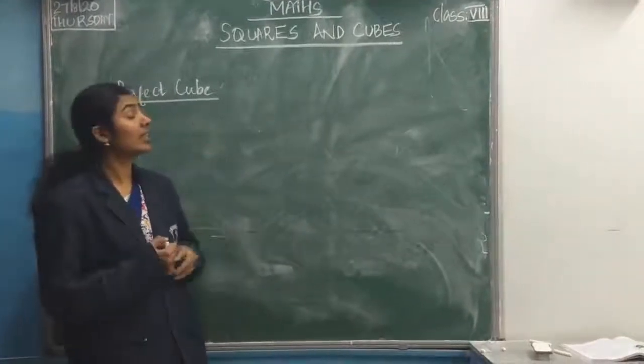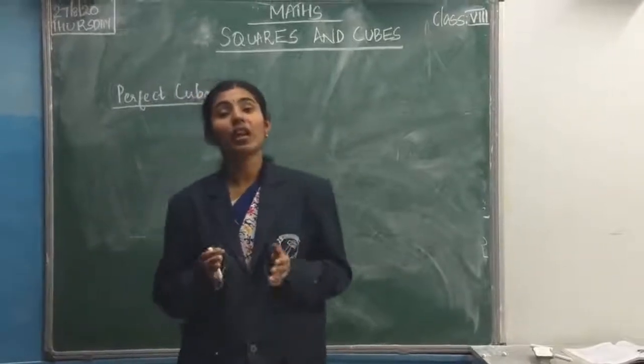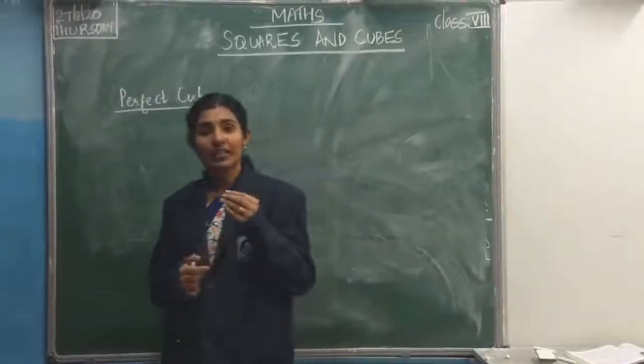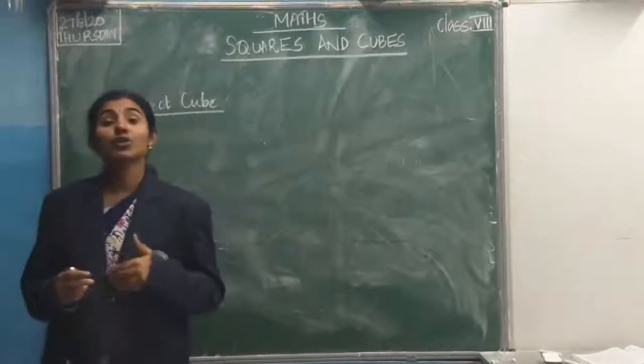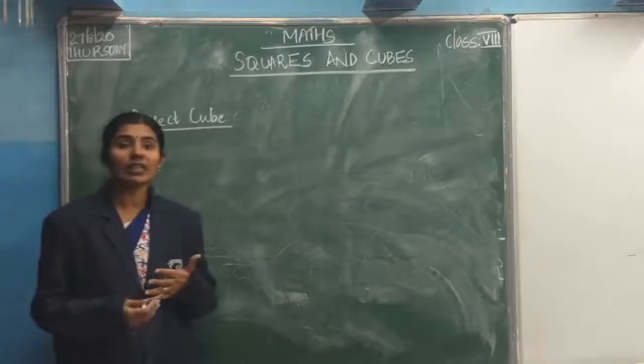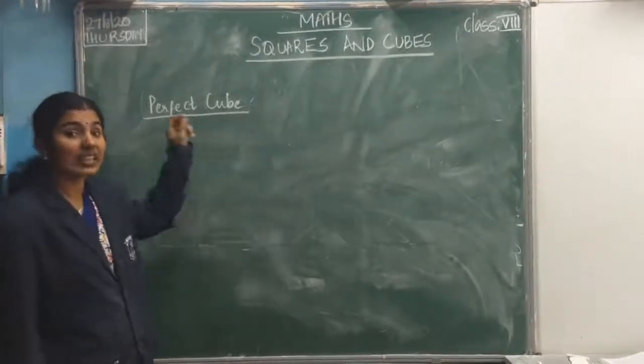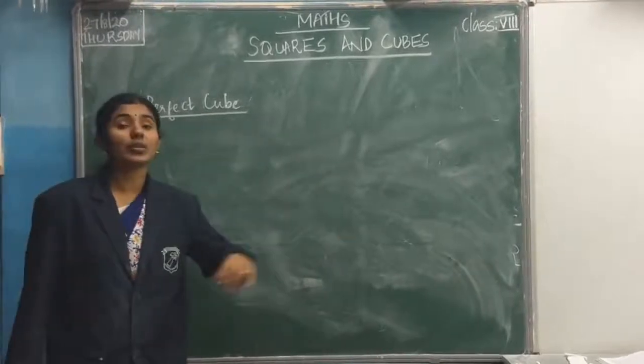This chapter is Squares and Cubes. Last class I explained how to find the square of a number and the square root of a number by factorization. You have studied all this. Now we will start one new portion, that is perfect cubes.